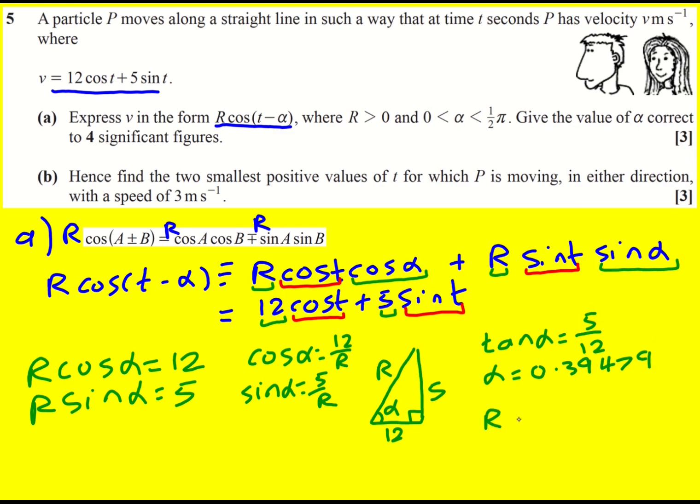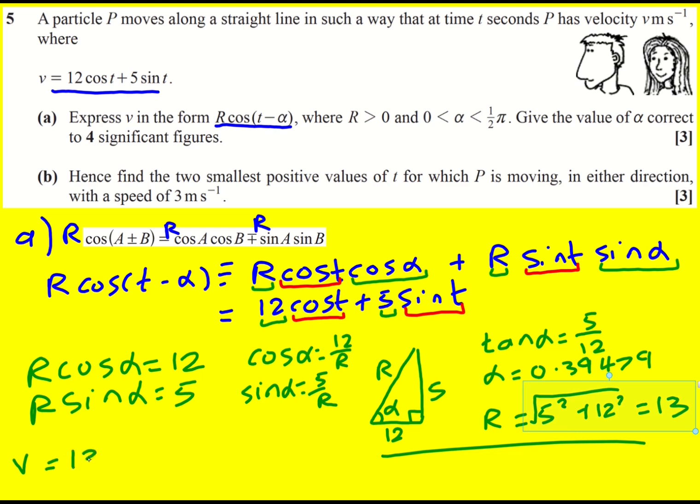And the nice thing about this method is we also get r really quickly. We can just use Pythagoras: 5 squared plus 12 squared, square rooted, which is actually 13. The other way would be to square the equations. r squared cos squared equals 12 squared, r squared sin squared is 5 squared. Add them together, the sin squared plus cos squared cancel out. But it just flows naturally from this triangle here. Therefore, we're basically done. We can say that v is equal to 13 cos(t minus 0.3948).